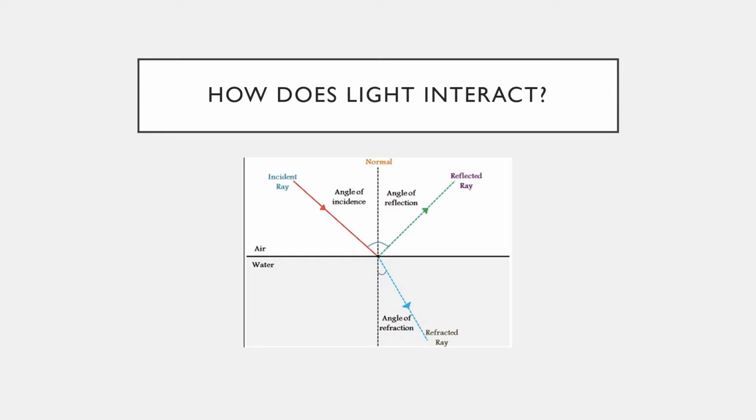When light changes mediums, in this example from air to water, two things can occur. We can have reflection, which is when the light hits the thicker medium and bounces back at the same angle that it entered. Or you can have refraction, where light rays go through the medium but enter at a different angle, called the angle of refraction.